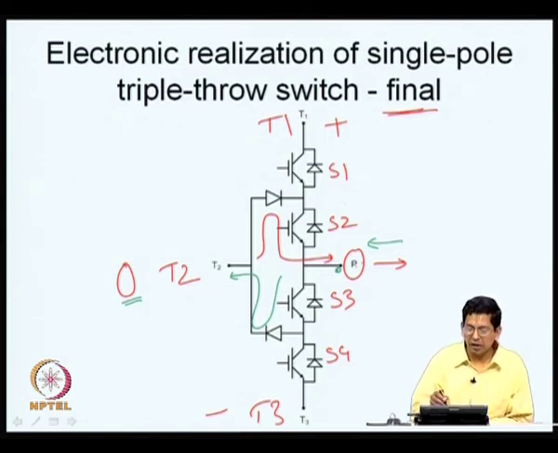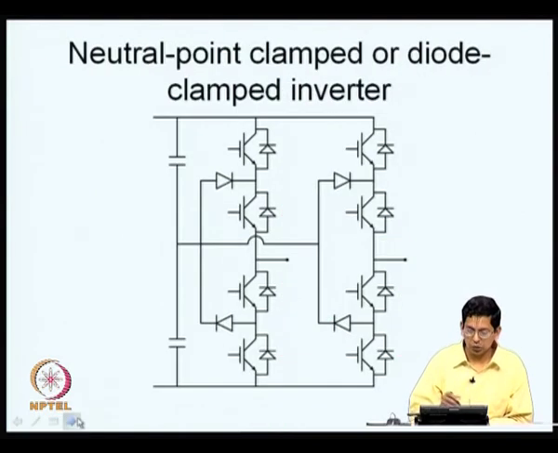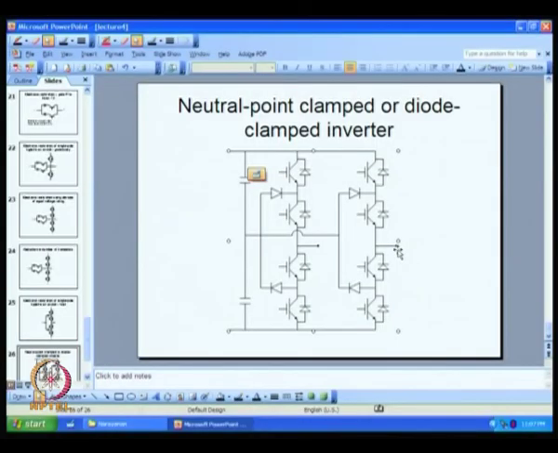So, what you find here is S1 and S3 are actually complementary. If S1 is on, S3 will always be off and vice versa. If S2 is on, S4 will always be off and vice versa. So, this is a neutral point clamped or diode clamped inverter, because as I just mentioned, the DC bus neutral can get connected to this pole through these two by keeping S2 and S3 on, and it is called a diode clamped inverter because diodes are used to clamp that off.